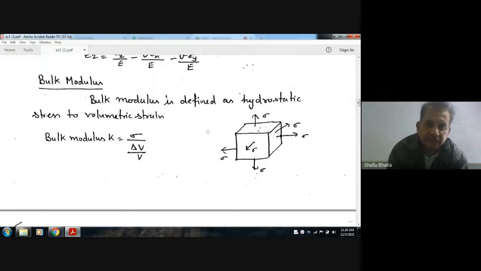So bulk modulus is defined as the hydrostatic stress to volumetric strain. What is hydrostatic stress? When a block is subjected to the same amount of stress in all the directions, then it is called hydrostatic stress. Okay. So here a block is subjected to sigma tensile in all the directions. Okay. So bulk modulus is defined as sigma divided by del V by V, or sigma divided by volumetric strain, where del V by V is volumetric strain, or change in volume by volume. Okay.